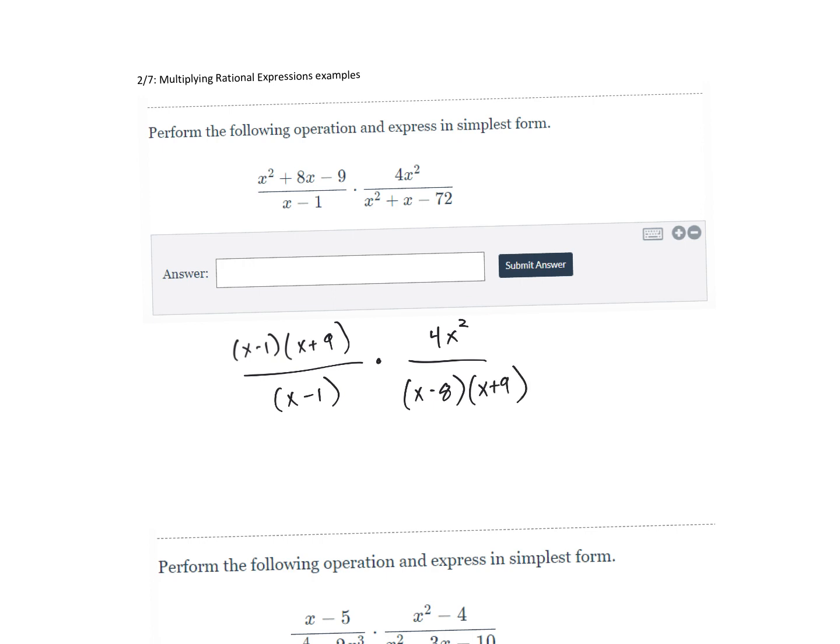All right, so let's keep moving. So let's look at that left factor. Is there anything we can cancel on the top and bottom? Yes, x minus 1. And look at the right factor. Anything cancels? No.